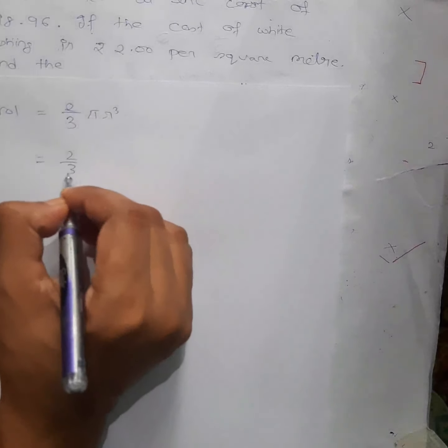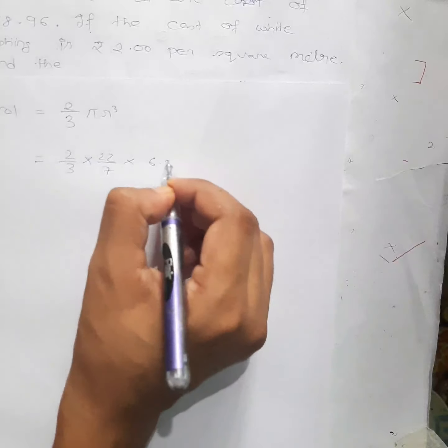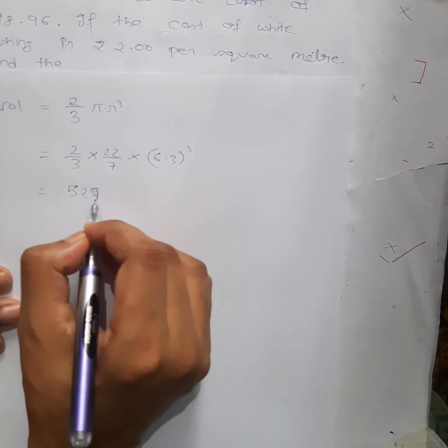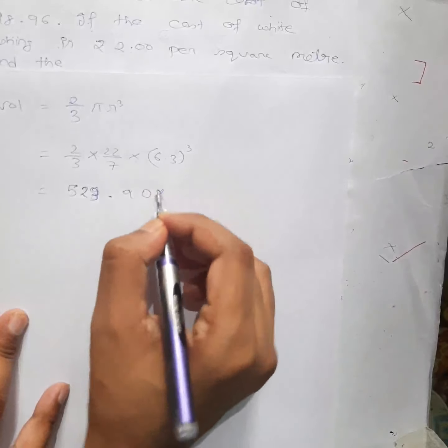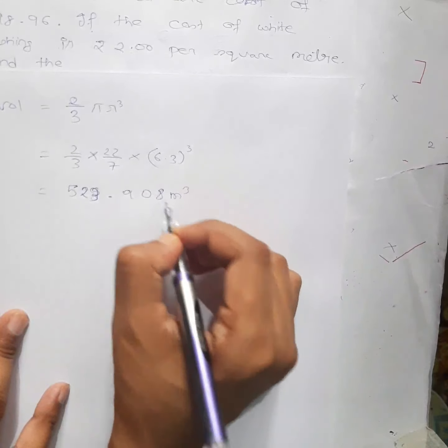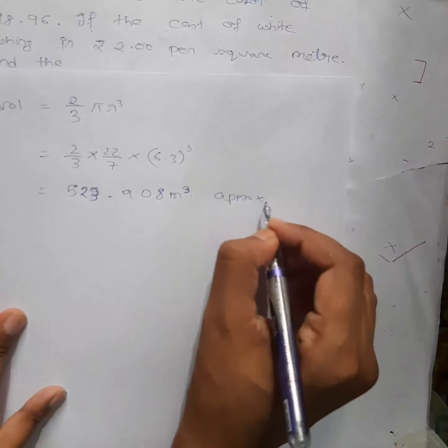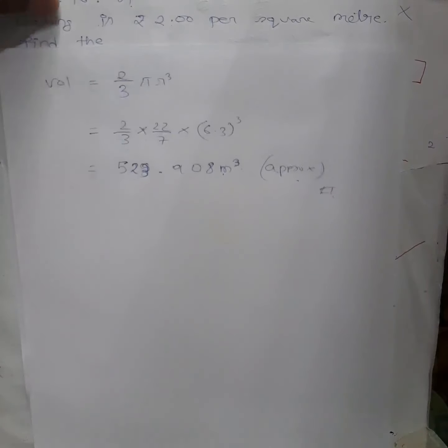So r is 6.3 cube. So you will get here 523.908 meter cube. So it's a volume, right? So don't forget to put the unit. Okay, so this was your question number 8.